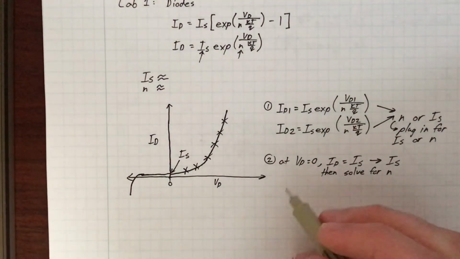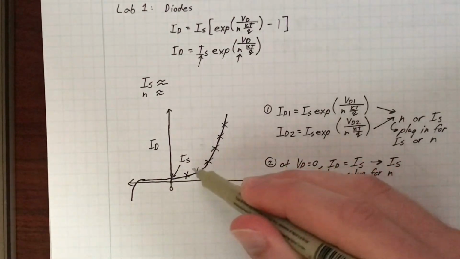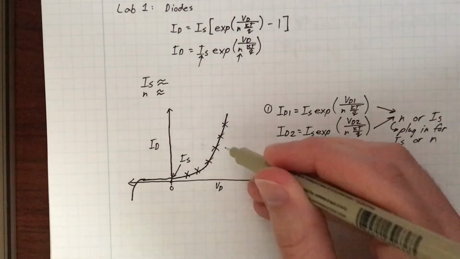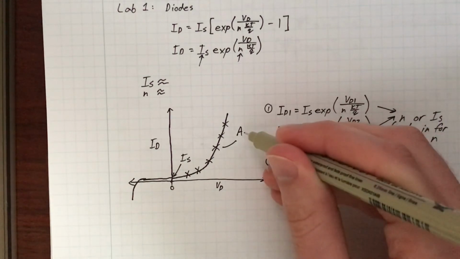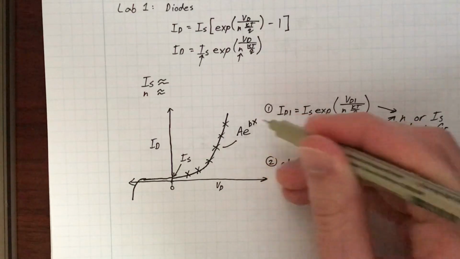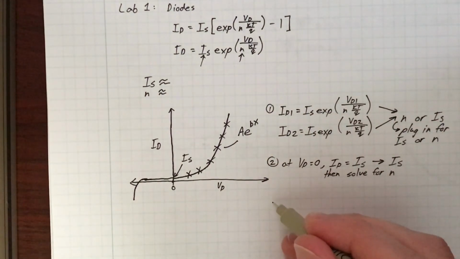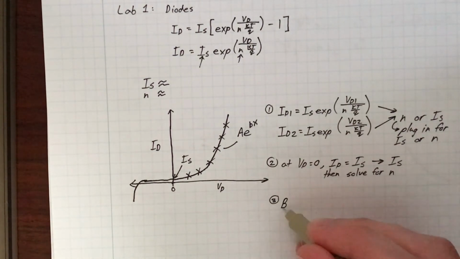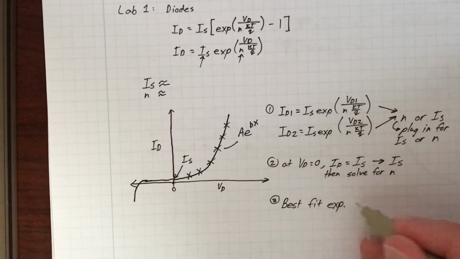There's a third option, which I'll mention. If we have multiple data points and we plot this in Excel or MATLAB or something like that, we could get a best fit exponential function, which would be a e to the bx, or some form like that. So if you get that function, best fit exponential function.